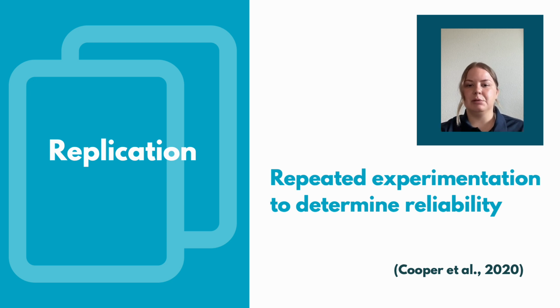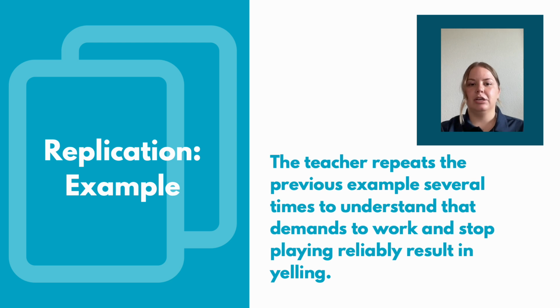Replication is repeated experimentation to determine reliability. For example, the teacher repeats the previous example several times to understand that demands to work and stop playing reliably result in yelling. So again, we use replication to reliably understand if there's a functional relationship.